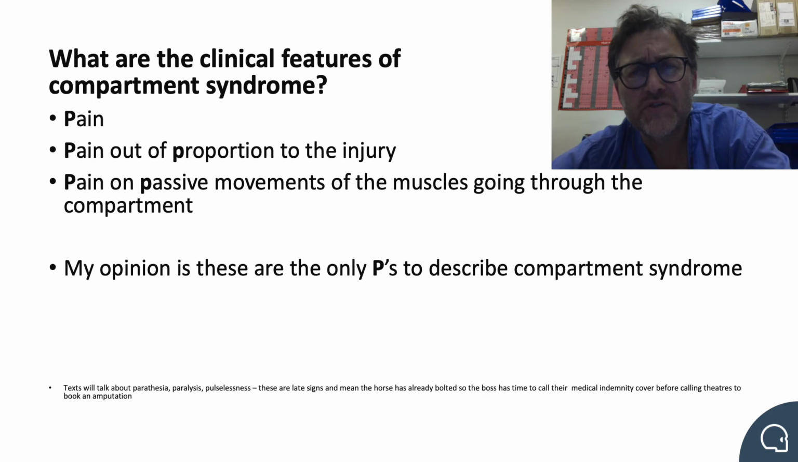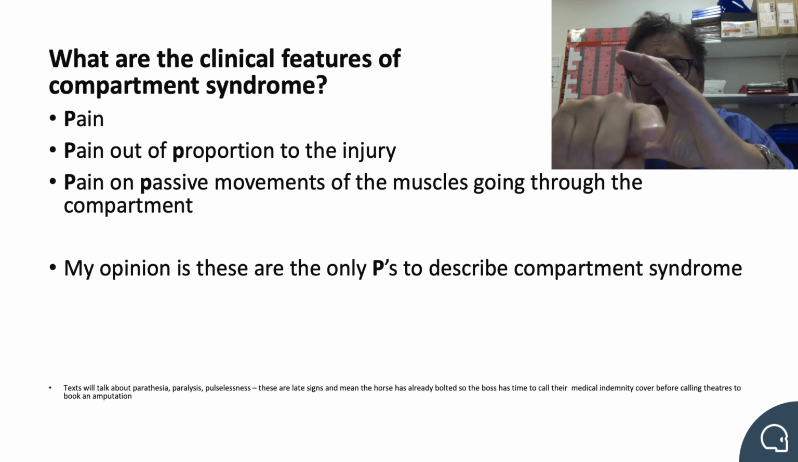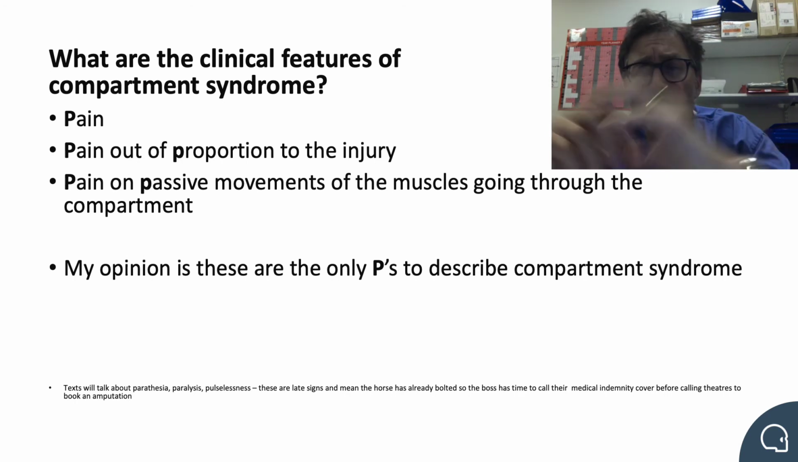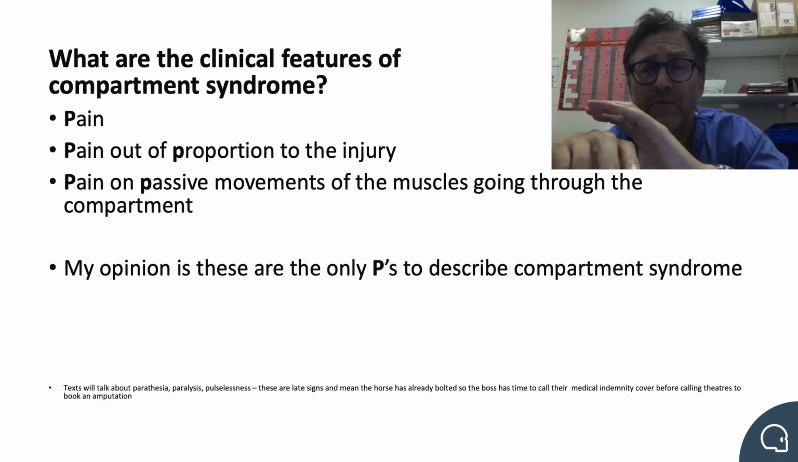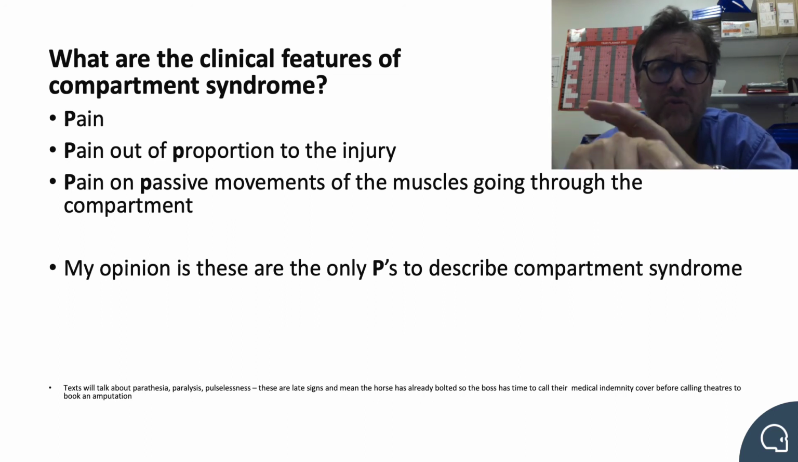And pulselessness is a rubbish sign for compartment syndrome. Because remember, it's a microvascular problem. Within our compartment, we may have some big arteries going through it, but the pressure in those arteries is 120 over 80, or if the patient has lots of pain, it can be 160 over 100. So that blood's going to go straight through the compartment, no problems at all. And you'll feel the pulse on the other side of that compartment.